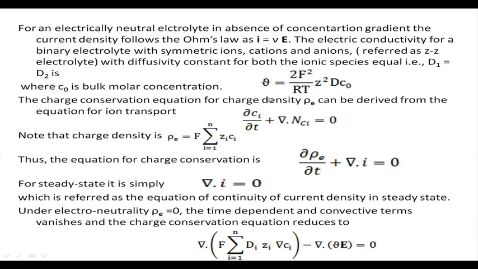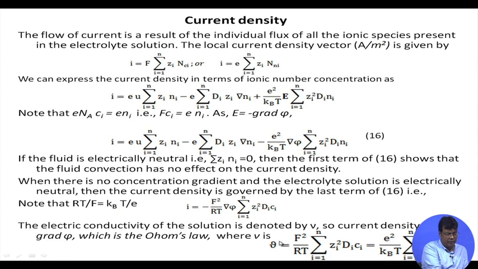So if it is a situation where the fluid is electrically neutral, so we are going to start now. Fluid is electrically neutral and there is no gradient in ionic species. So, this is the Ohm's law, I equal to nu E, as we have derived before.